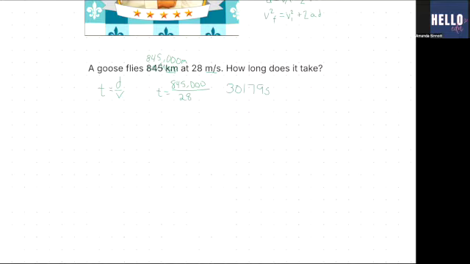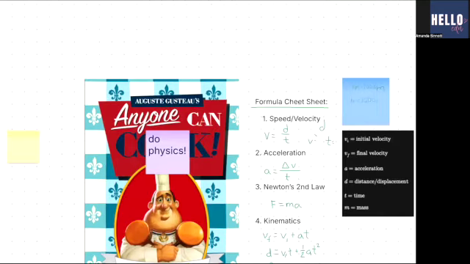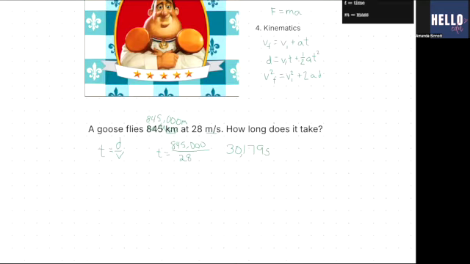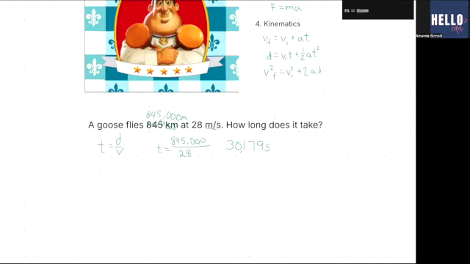All right, we have 30,179 seconds. Remember up here on our cheat sheet, 1 hour is 3,600 seconds. So let's divide by our 3,600 and we should get 8.38 hours. And that is our answer.